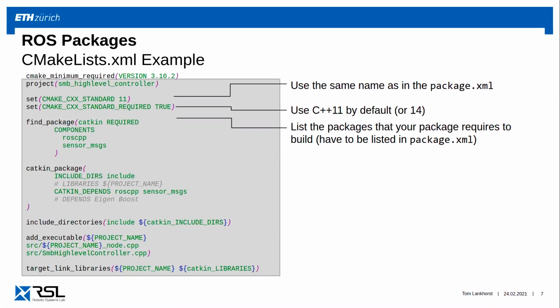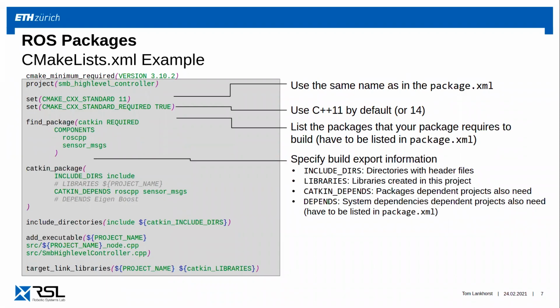Then is a call to the catkin package function, where we have to define a few properties of our package. First of all, we define in which folder our include files reside, and that's 9 out of 10 times the include folder.